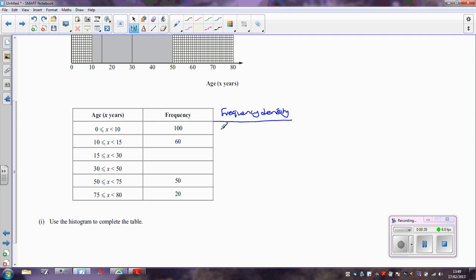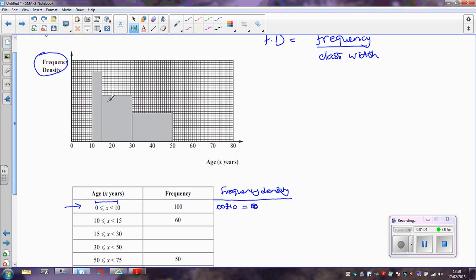So let's have a look at the first group. The frequency density is the frequency, well that's 100, divided by the class width. And the class width here is from 0 to 10. So 100 divided by 10, the frequency density for that first group, so that says divide not plus, 100 divided by 10, which comes out as 10. So the frequency density for that first group, the group that goes from 0 to 10, is going to be 10. Now if we look at the histogram, it doesn't help us, the first group isn't actually shown there.